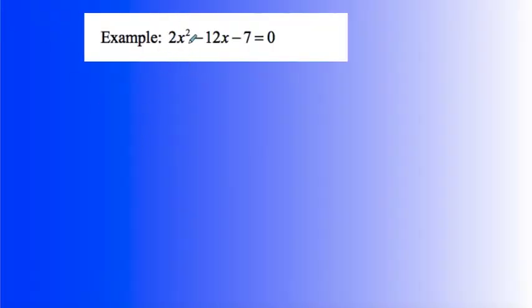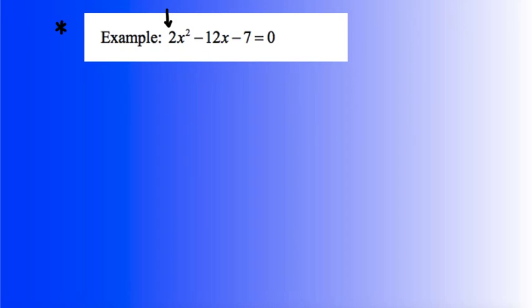So we have 2x squared minus 12x minus 7 equals 0. So it's set equal to 0. Remember, it could be set equal to y. If it was set equal to y, I need to set it equal to 0 to solve it. So now to complete the square, I look at it and I see that the coefficient is not a 1.